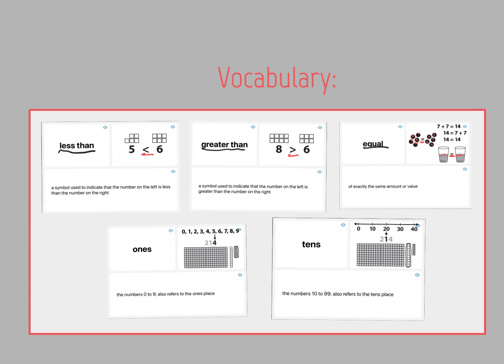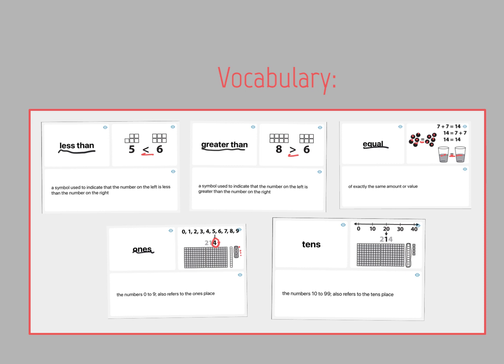Our next vocab word is the ones. This word means the numbers 0 to 9 and also refers to the ones place. That is shown right here with the number 4. The number 4 is in the ones place, and it's these little individual units that you would use. Those are your ones, and that would be where the 4 is in a number for our place value.